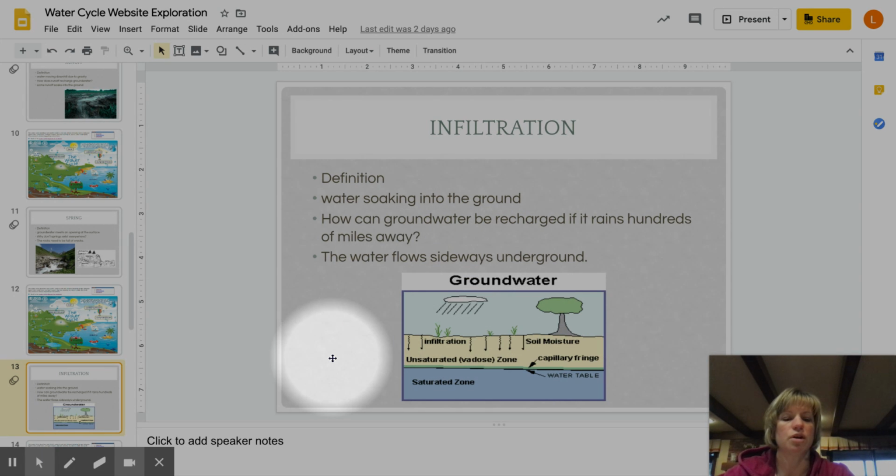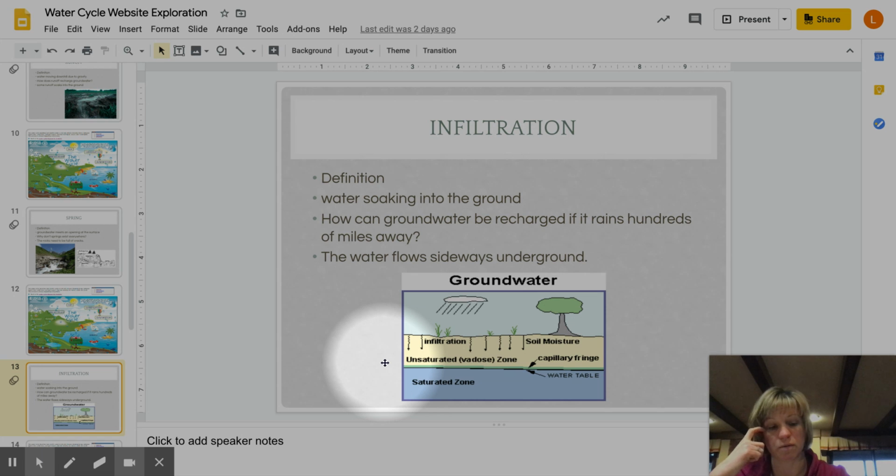Now, this is another interesting little thing right here. So could our groundwater in Ohio actually be recharged, which means refilled, if it rained somewhere else? And the answer is yes, because the water can flow sideways underground. Now, sometimes this wouldn't be the case. It would fall directly, and then it would refill the wells, the groundwater right there. But sometimes it can actually move sideways if it's the right type of rock. And that leads us nicely to this next term.